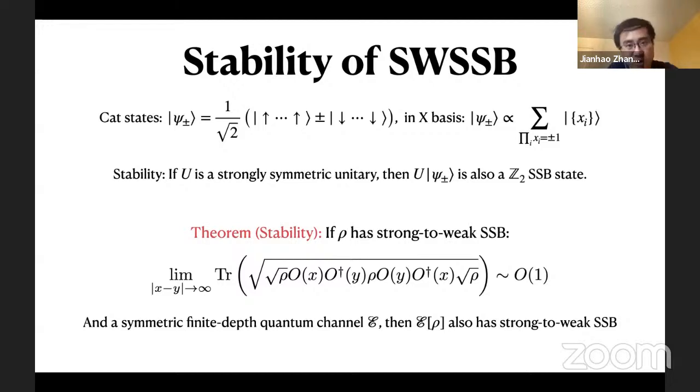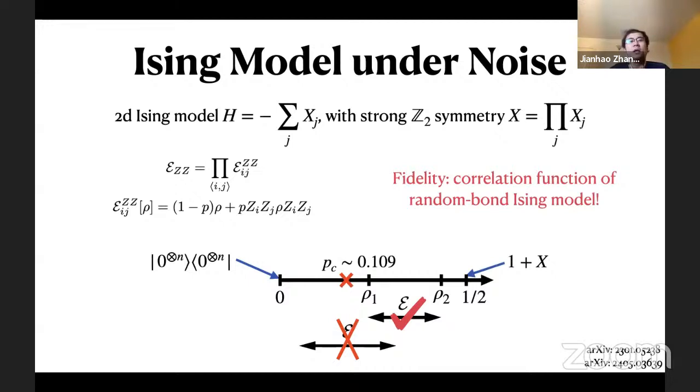as the universal order parameter. That universal is pretty important. Okay, let me show you a very simple example of the Ising model under decoherence.